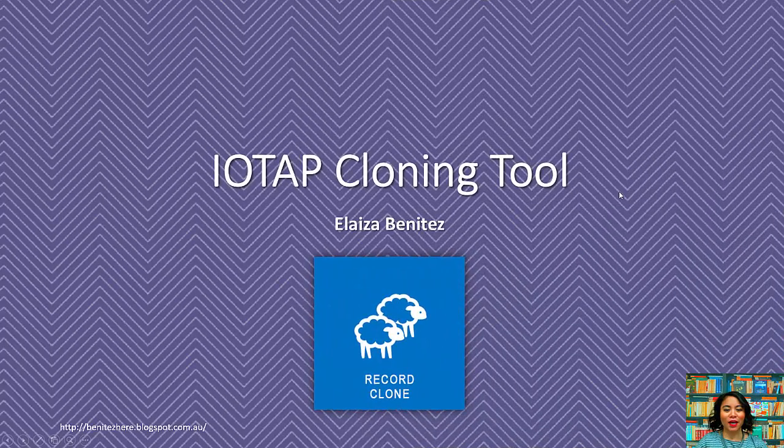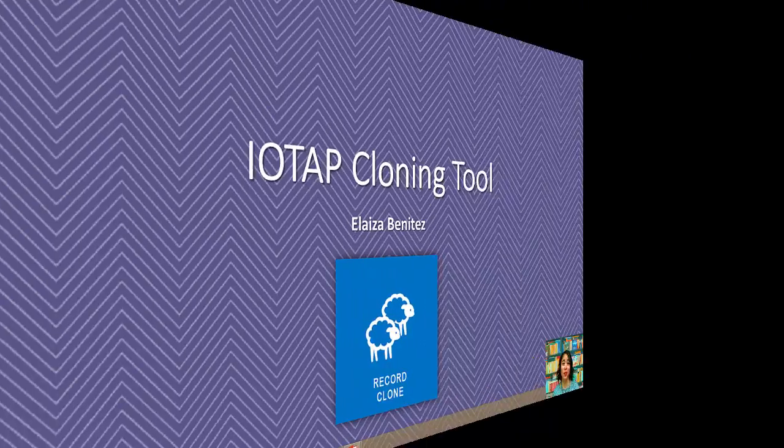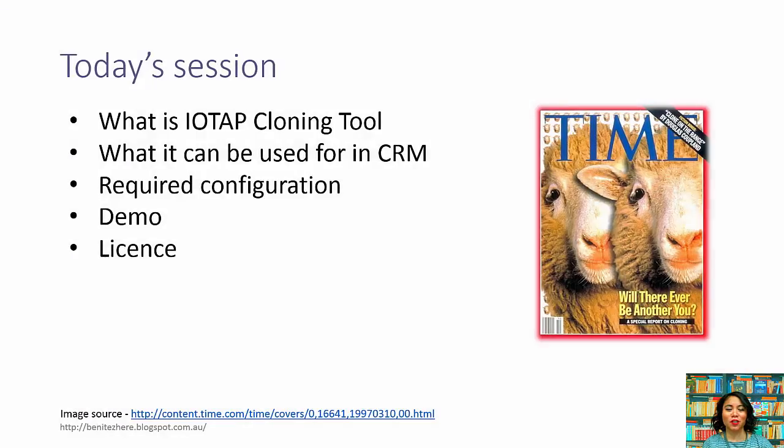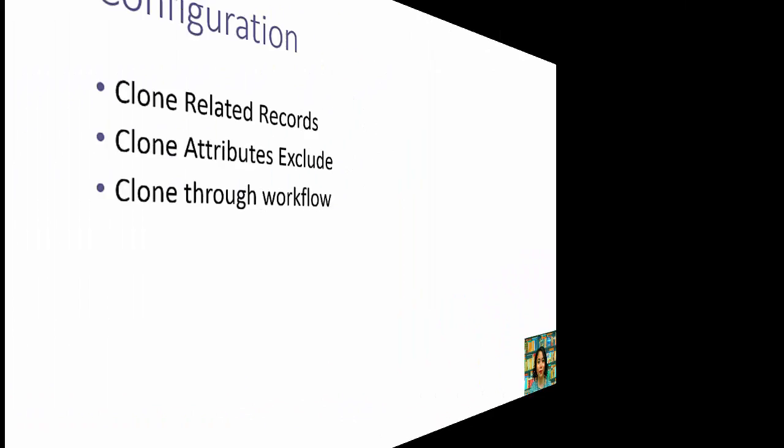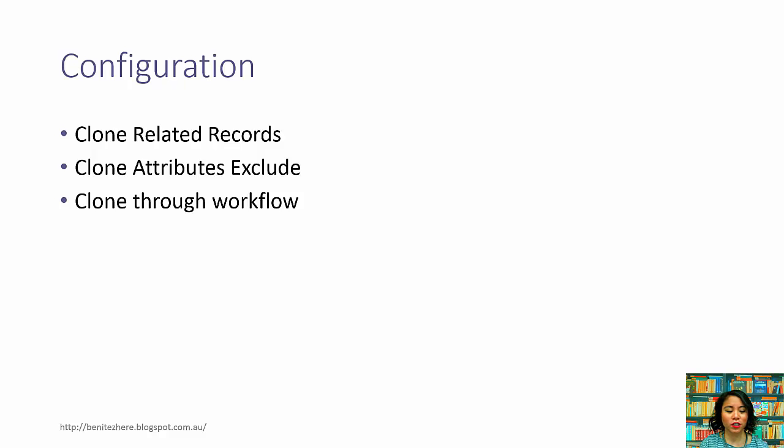At the Melbourne Microsoft CRM user group, and it is a mind blank. Let's try that again. IOTAP cloning tool. I demonstrated this earlier this week at the Microsoft Melbourne. Why is this so hard? So for the configuration, you can set up 3 types of different configuration. Okay, let's try it again.